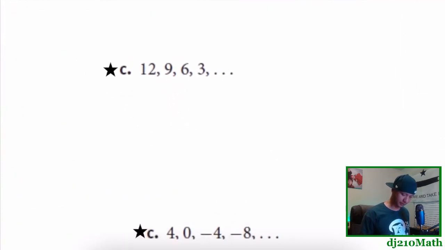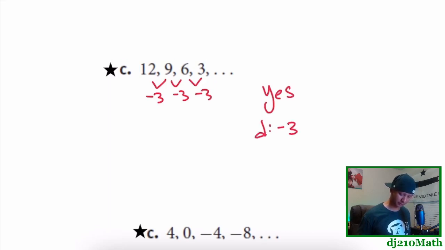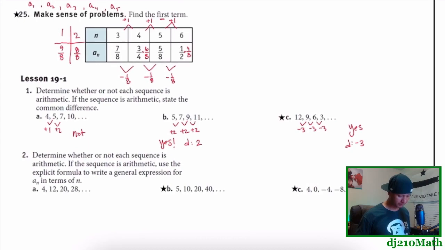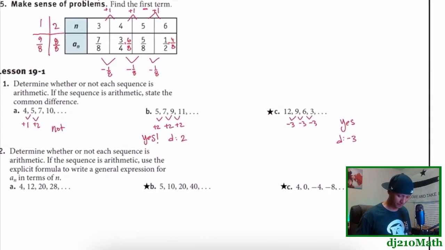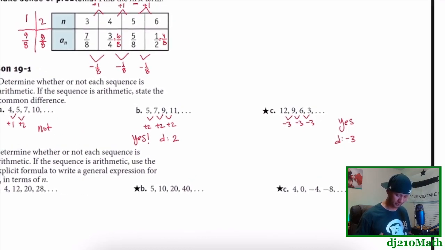All right. What is this? Minus 3, minus 3, minus 3. Too easy. Yes, and the common difference is minus 3. Is that all we have to answer? If it is arithmetic, state the common difference. All right.